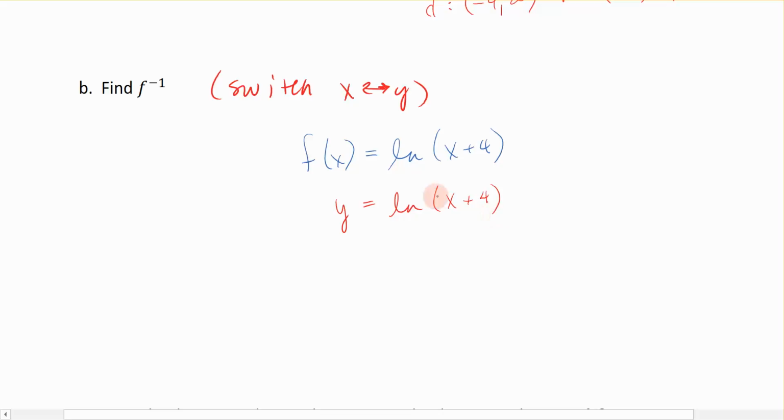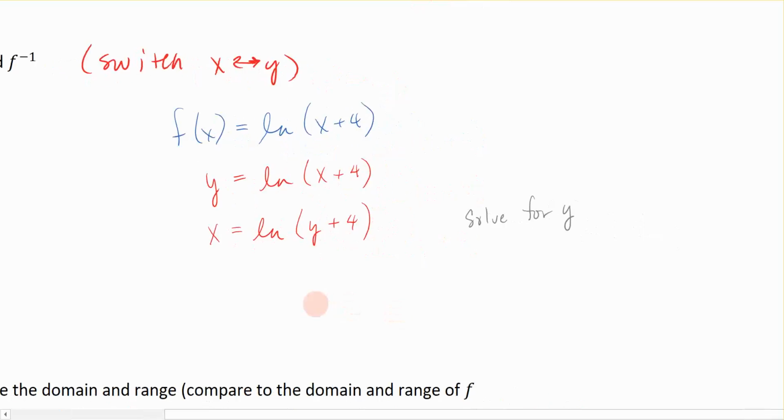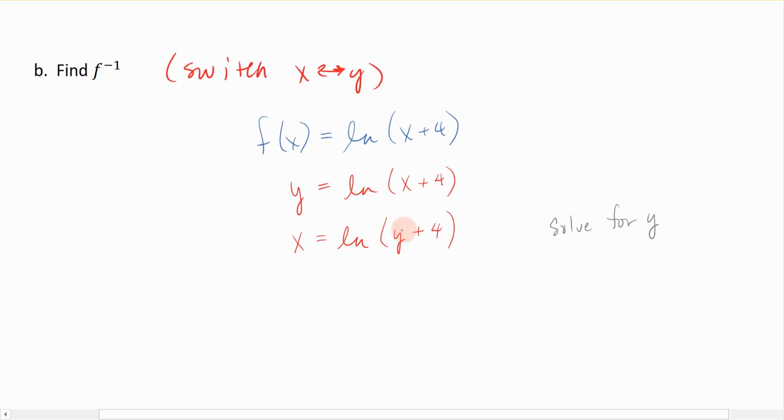And when we algebraically find the inverse of a function, we basically switch the x's and the y's. So here I have my original function, and I'm going to switch the position of my x's and my y's. So this now looks like x is equal to the natural log of y plus 4. I now want to solve for y. And I have a problem because y is inside the argument. It's inside of this set of parentheses.